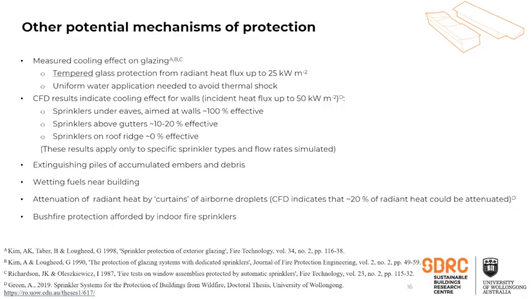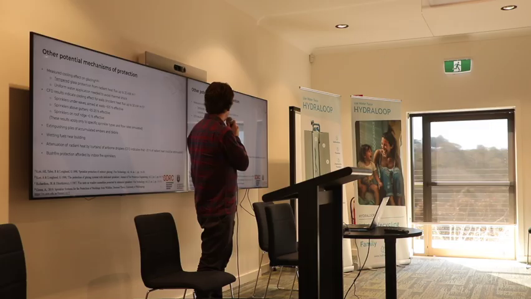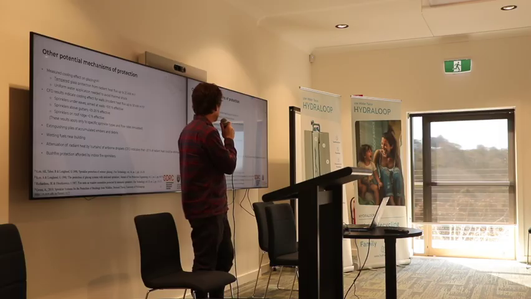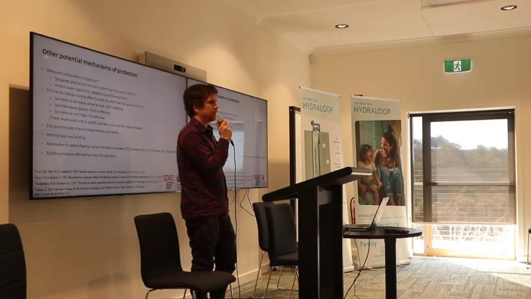We're still unsure about the best way to protect a building with water. So the best advice is to wet the building surfaces still, but there's all these other ways that it could be effective. So wetting the vegetation around the building. Airborne droplets can attenuate radiant heat, but through refraction. And that probably is part of how these systems work, but it hasn't been really properly analysed yet. We don't know how effective these sprays are at extinguishing piles of accumulated embers under bushfire conditions. So this is all still an area of active research.